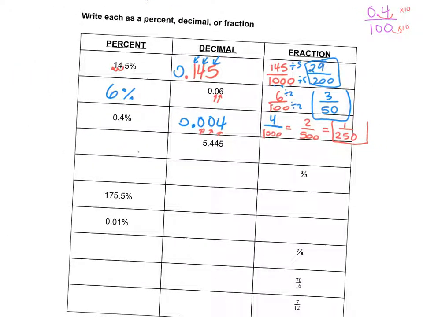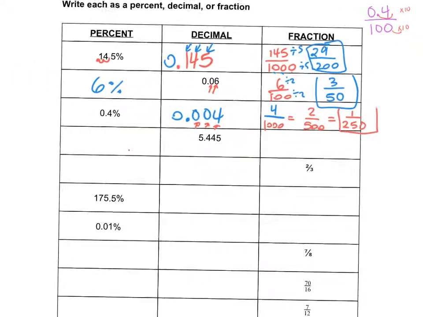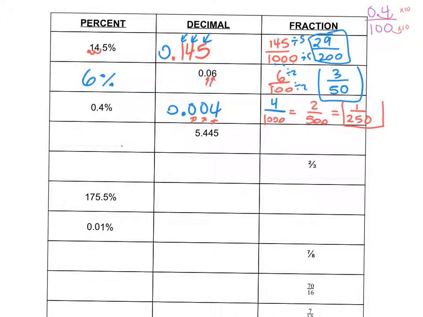For the decimal, 5.445, if I was to write it as a percent, it means you want to get a percent symbol to the right. So you're going to move to the right twice. And when you do that, you get 544.5%.